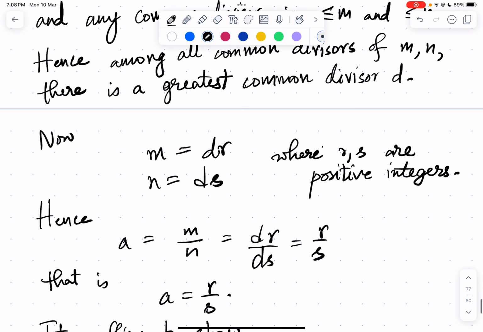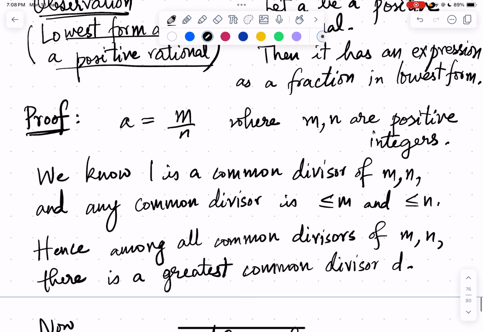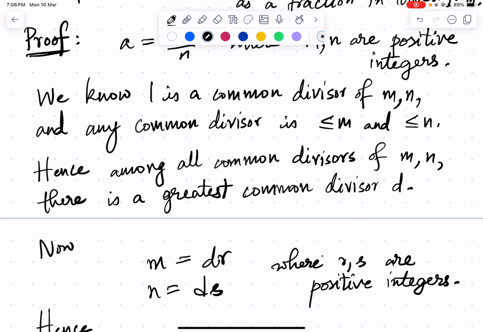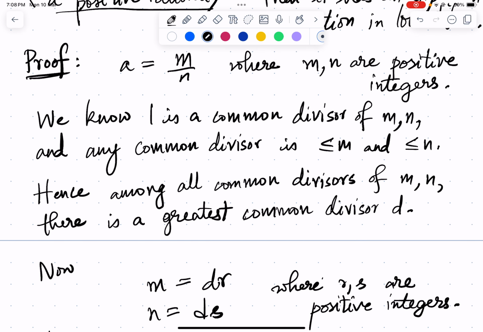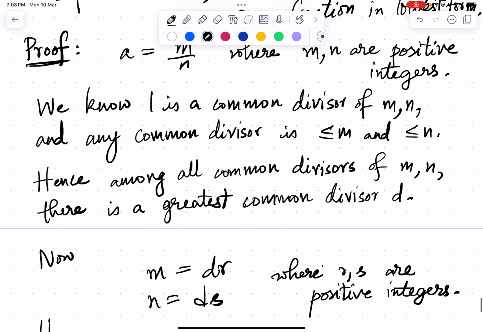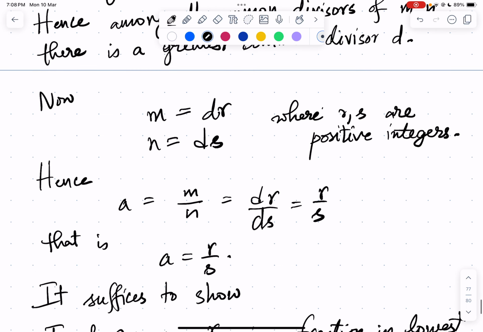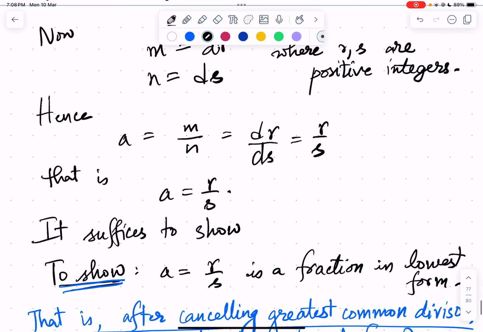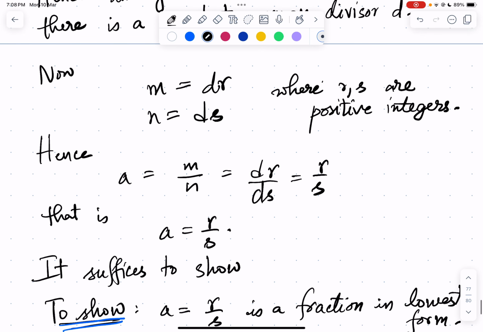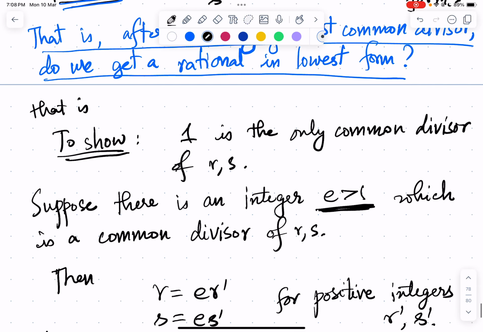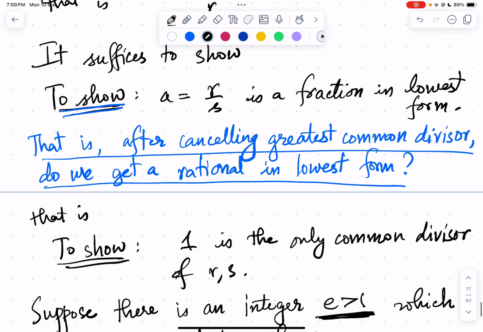So what we did was we expressed a as m by n, where m and n are positive integers. We defined the greatest of all common divisors of m and n, which is d. We wrote m and n as d times some positive integers r and s. Now m by n becomes r by s, and we are asking, is r by s a fraction in lowest form? So we have effectively cancelled the greatest common divisor of numerator and denominator and are asking, after cancelling the greatest common divisor, do we get a fraction in lowest form? Here we are proving that in the fraction r by s which we get, 1 is the only common divisor of r and s.